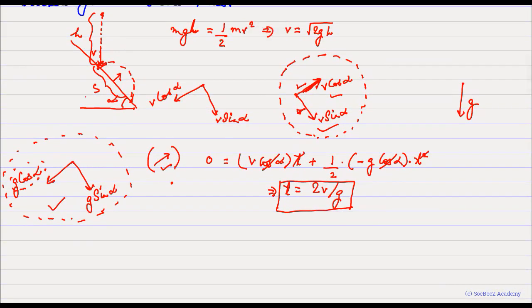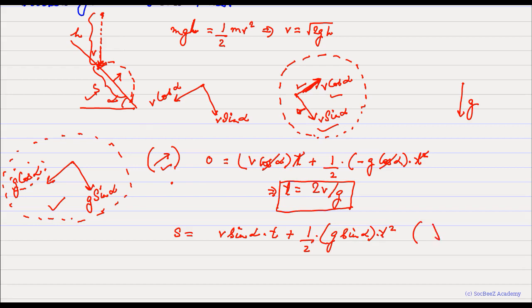Parallel to the inclined plane, the displacement is going to be s. Okay, so I'll write down s as v sine of alpha into t plus half into g sine of alpha into t square. Okay, fine. This whole equation has been written taking this as my positive direction.